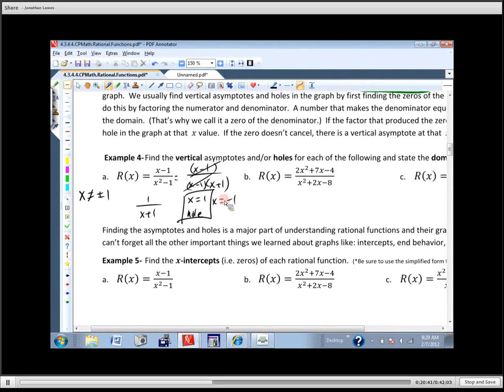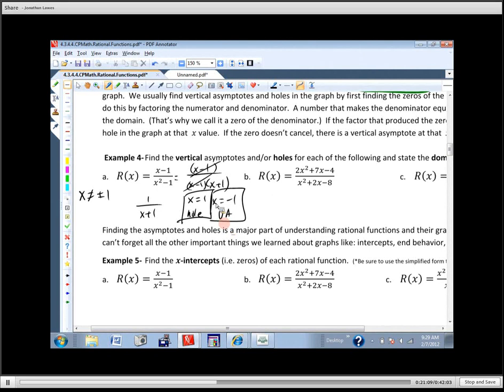If it stays around, like what makes this equal to 0? Still negative 1. This is a vertical asymptote. Okay? It's that simple. Factor it. Identify the domain issues, what makes the denominator equal to 0. If that problem cancels off, then it becomes a hole. If it sticks around, then it's a vertical asymptote. That simple. Any questions?